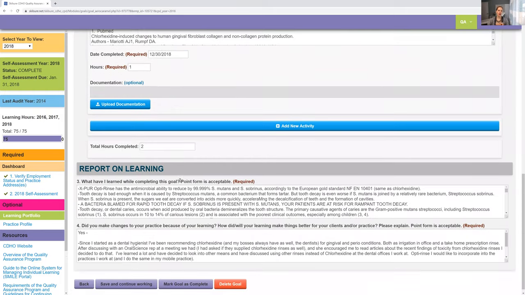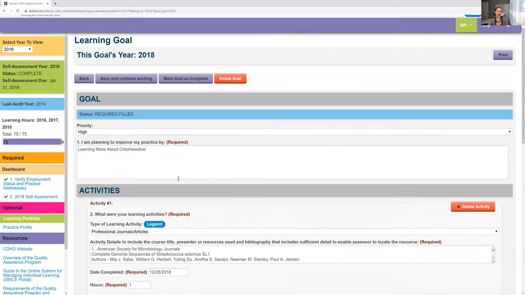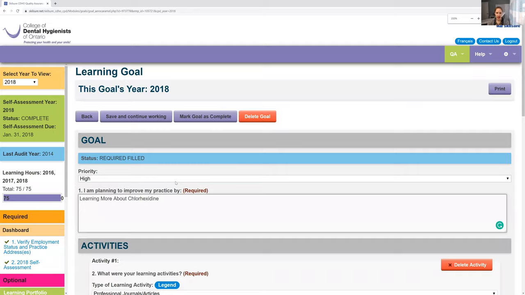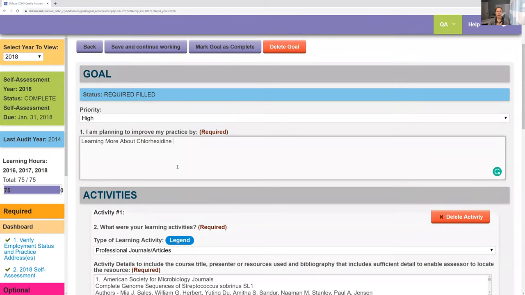Okay, so this is the one that I wanted to show you guys. This is a goal that I put in here, learning more about chlorhexidine. This is not a bad one. Let me zoom in again. But you see how that's not very specific. It's specific to you want to learn more about chlorhexidine.